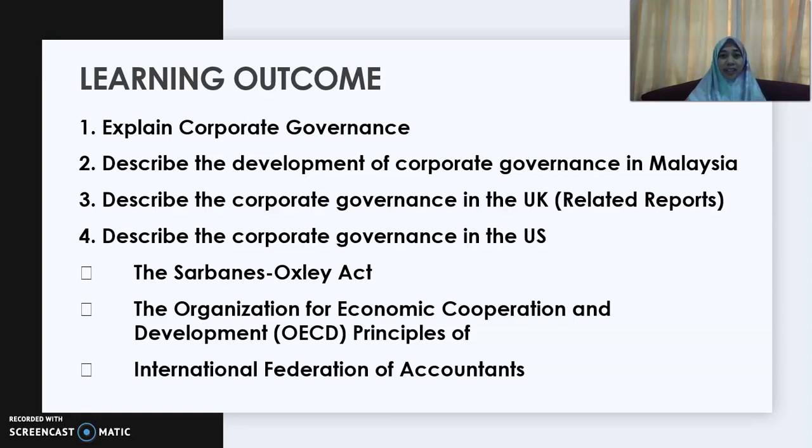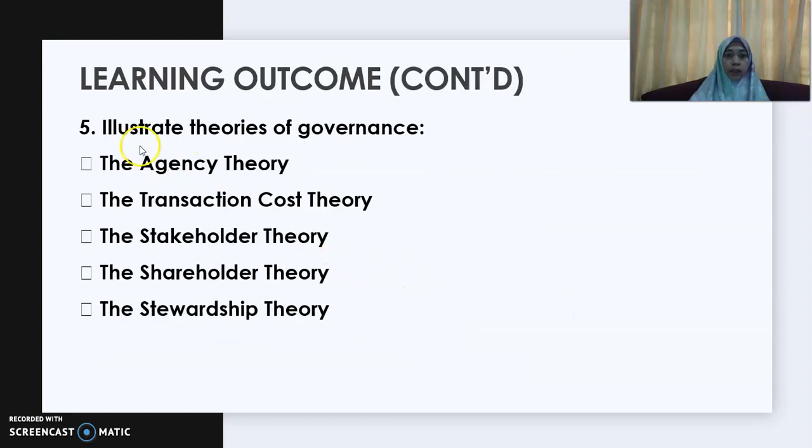Okay, Bismillahirrahmanirrahim. So far, we have looked into what is corporate governance. We have looked into the development of corporate governance in Malaysia, and then looked into corporate governance in the UK and US, the Acts, and now we go into the theories of governance. So we will look into the agency theory, followed by the transaction cost theory, stakeholder theory, shareholder theory, and stewardship theory. These are all the theories that are being used to explain corporate governance.